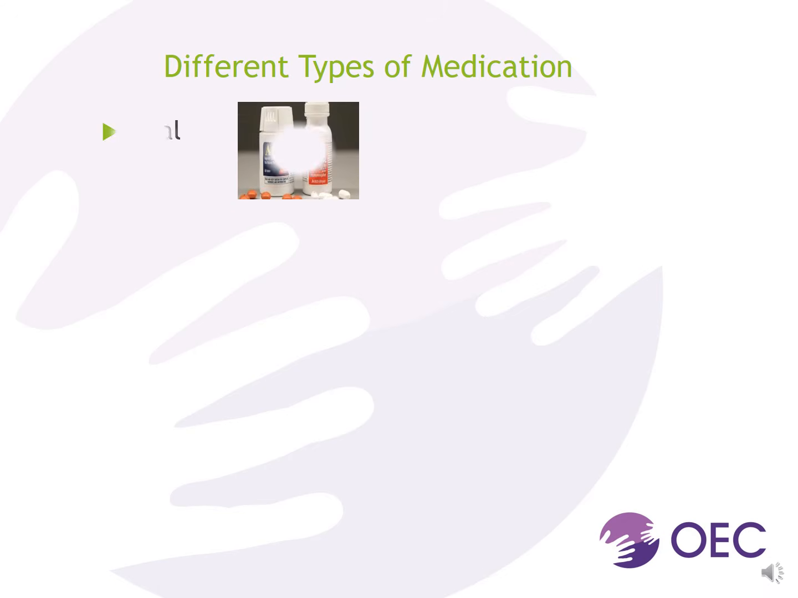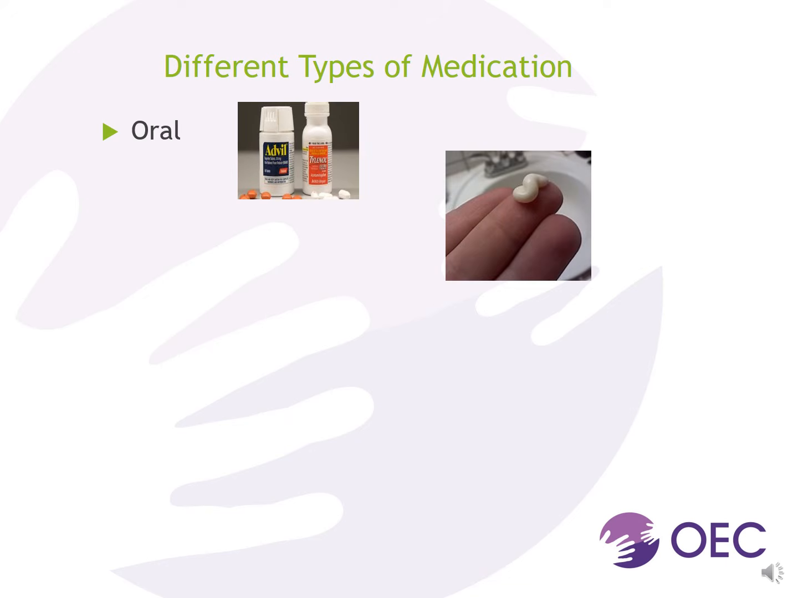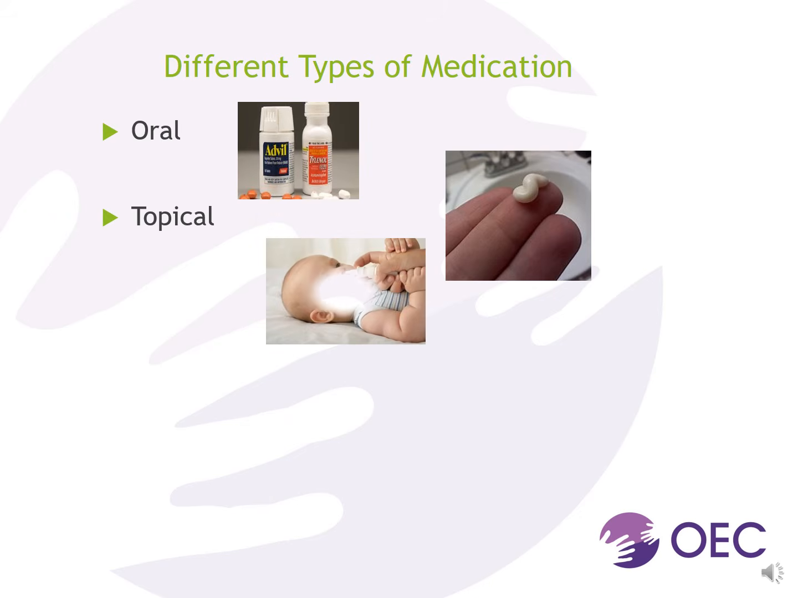There are many different types of medication. The first type of medication are those that are taken orally or by mouth. These are the most common and are generally in the form of a capsule, tablet, or liquid. Next, we have topical medications, which are applied directly to the skin. These are generally in the form of a lotion, ointment, cream, or patch.